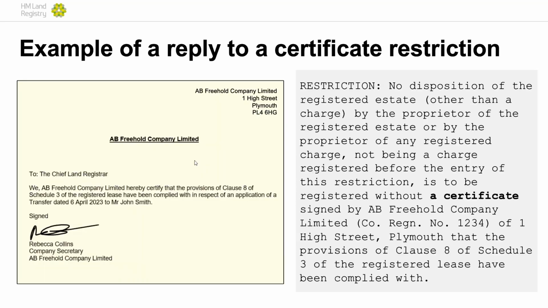This is a good example of a certificate reply from AB Freehold Company Limited. It clearly states the name and address of the company. They confirm to the provisions set out in the restriction, and a secretary of the company has signed a certificate stating their role underneath.